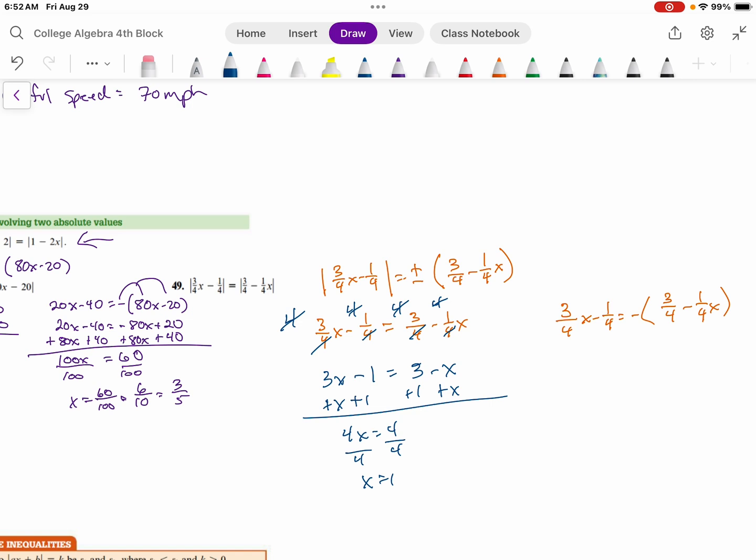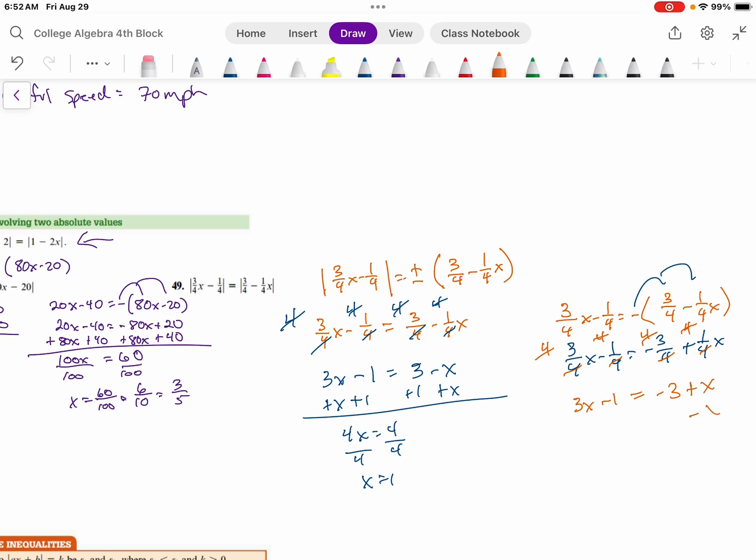And then I want to come over here and do the same thing, but before I start, I have to distribute. 3/4 x minus 1/4 equals negative 3/4 plus 1/4 x. Again, I am going to multiply everything by 4. 4's cancel. I'm left with 3x. 4's cancel. Minus 1 equals 4's cancel. Negative 3. 4's cancel. And then plus x.